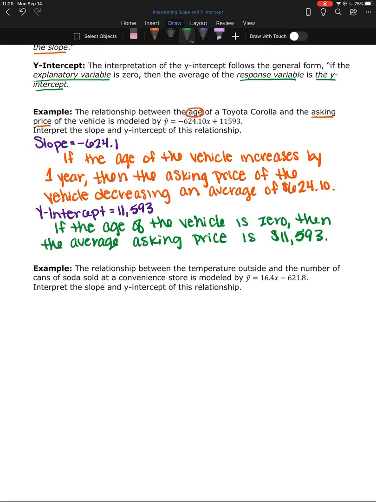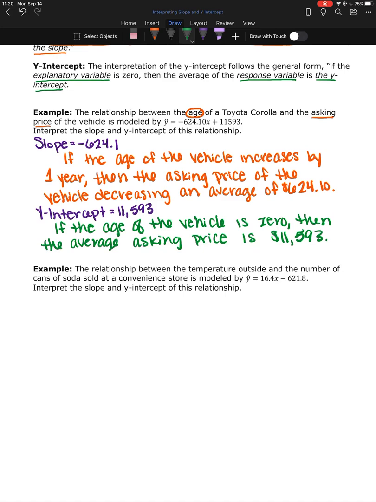So let's look at another example. Here we have the relationship between the temperature outside and the number of cans of soda sold at a convenience store. And we found that that is modeled by y hat equals 16.4x minus 621.8. So interpret the slope and the y-intercept of this relationship. The slope, again, is the number that is next to the x. So the slope is going to be 16.4.